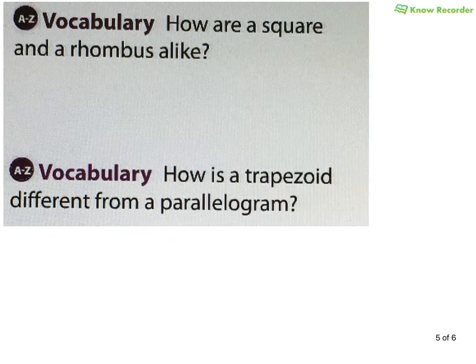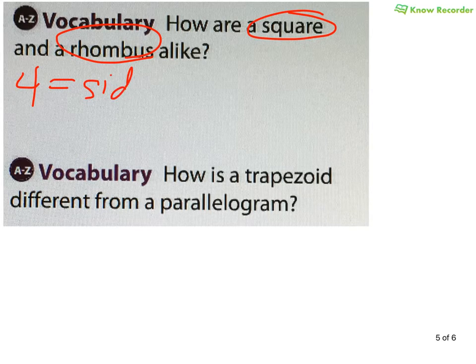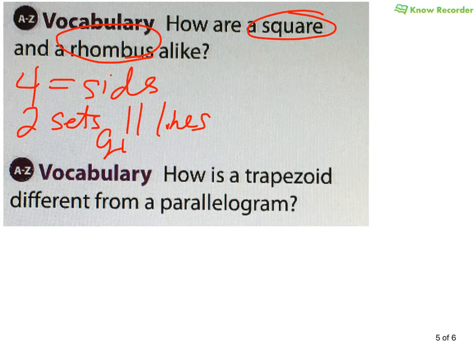All right. How are a square and a rhombus alike? Well, when we looked at the hierarchy, we know that a square has all the attributes of a rhombus. What makes a rhombus a rhombus? It has four equal sides. It has two sets of parallel lines. It's a quadrilateral, right? One thing that a square is different for, though, are the right angles. Should have been straight.